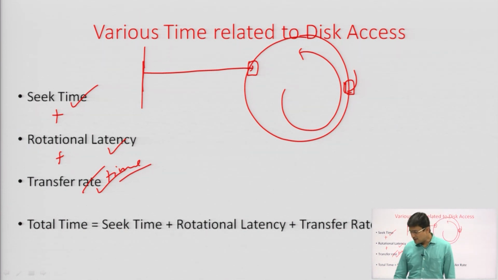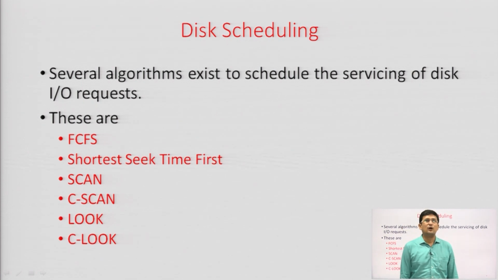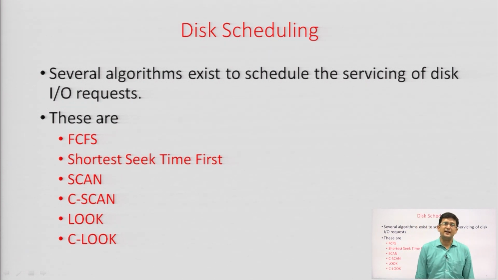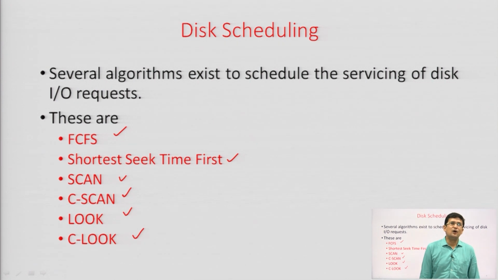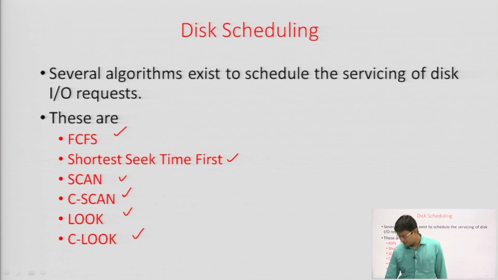So, today we will discuss various disk scheduling algorithms, because the operating system can govern the movement of the hard disk read write heads. This is also known as the disk arm. The movement of the disk arm can be controlled by the operating system, and the various algorithms for doing so are first come first serve, shortest seek time first, SCAN, CSCAN, LOOK, and the CLOOK algorithm. Let us see all these algorithms one by one.